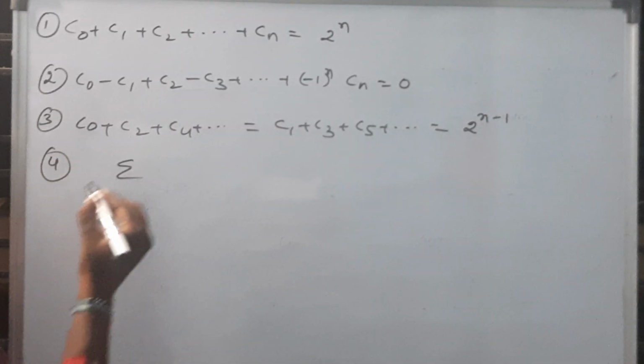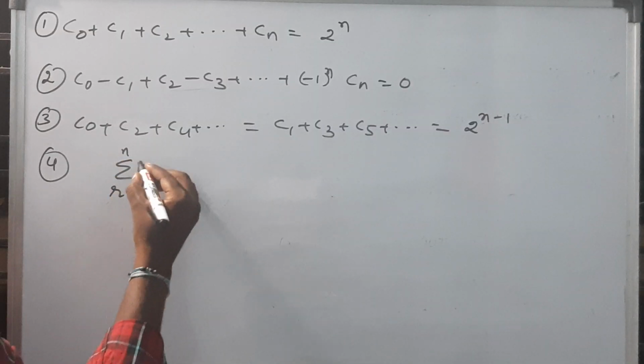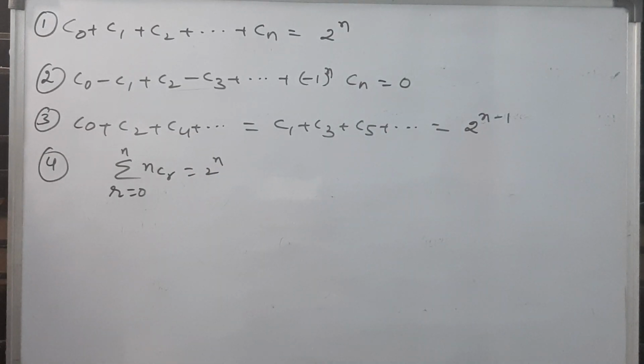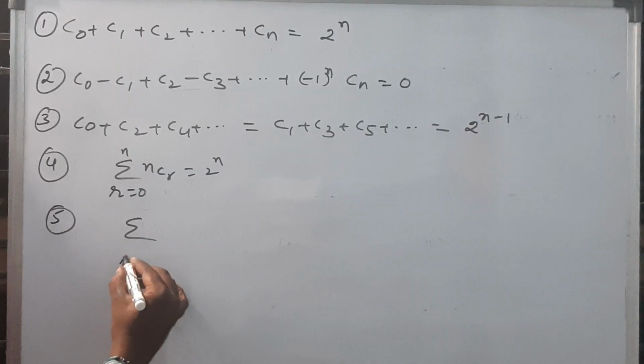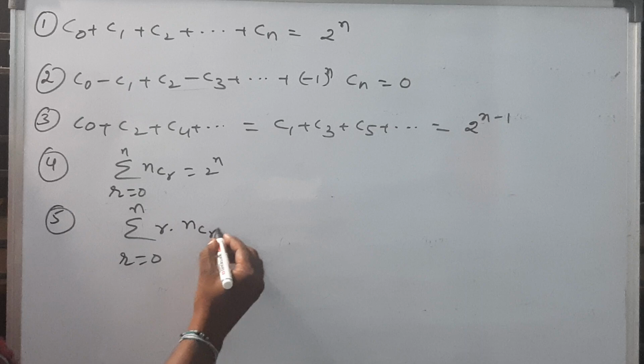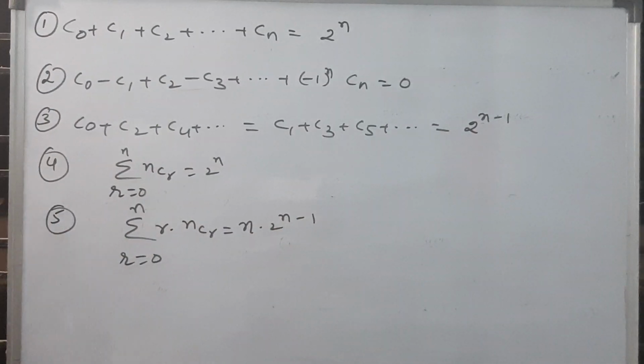Next, the summation of r from 0 to n of nCr is equal to 2^n. And the next one is the summation of r from 0 to n of r times nCr is equal to n times 2^(n-1).